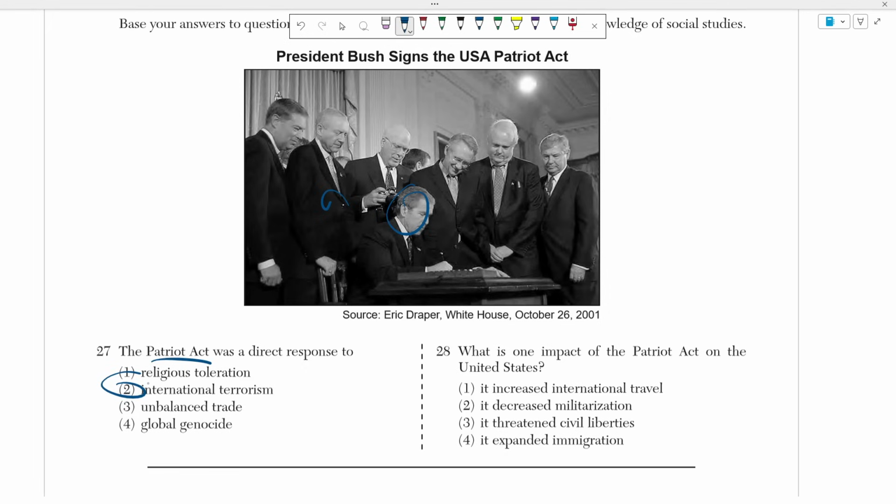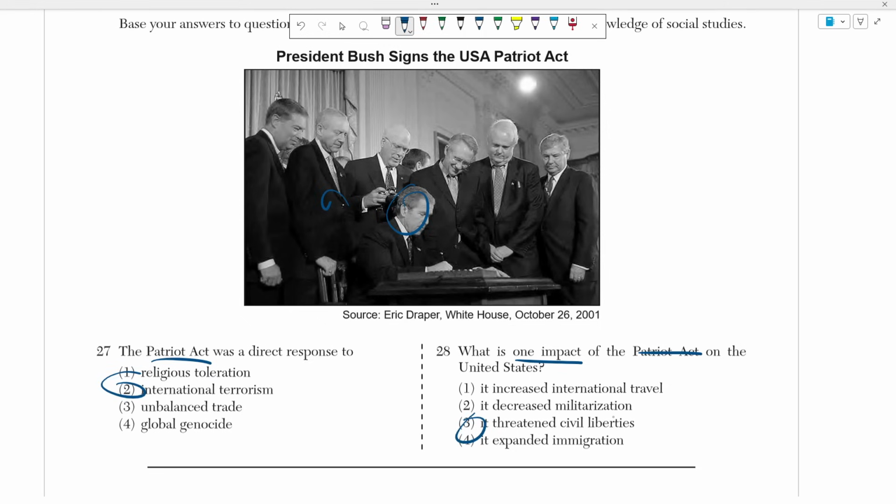So it gave the government exclusive rights to investigate and to wiretap and to look into people that they thought were involved in the September 11 attacks, because people were trying to figure out who did this to America. And the unfortunate consequence of this was that it threatened civil liberties, right? So one impact of the Patriot Act was it threatened civil liberties.